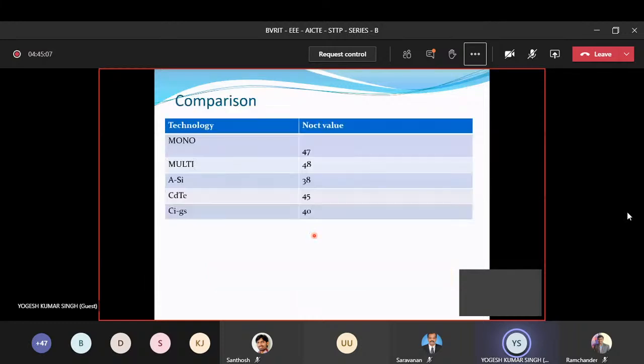Now, when we talk about the comparison value, if you are talking about the NOCT in a monocrystalline module, it will be around 47. For a multicrystalline module, it will be around 48.